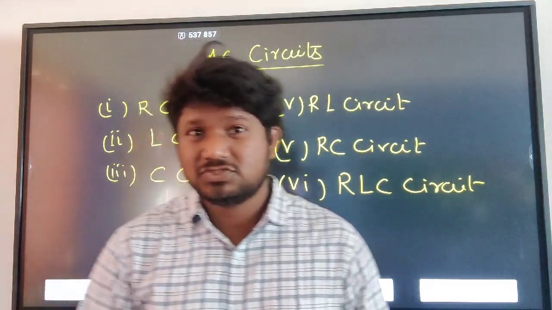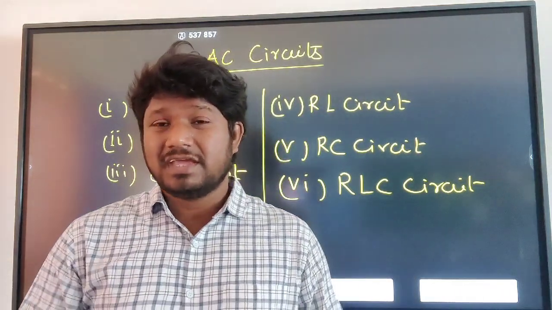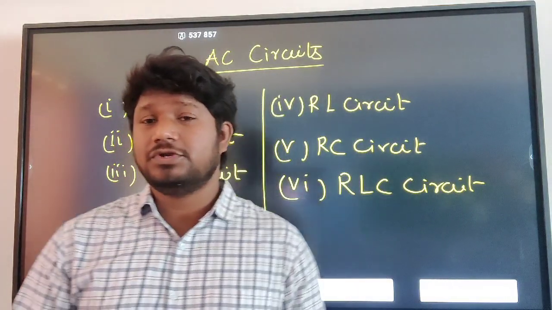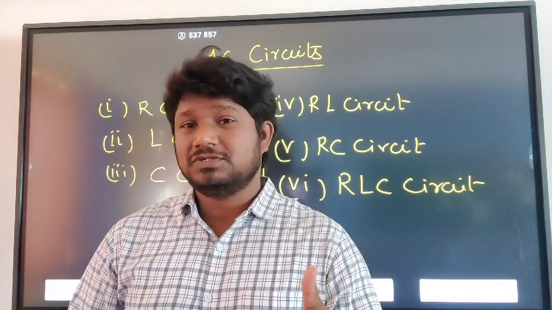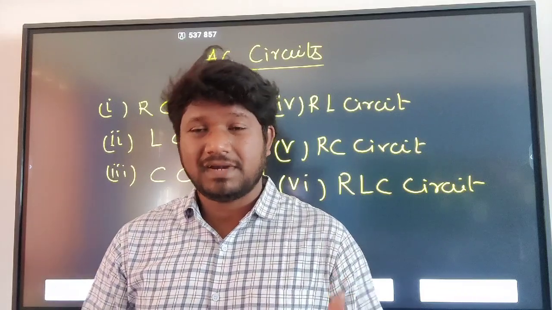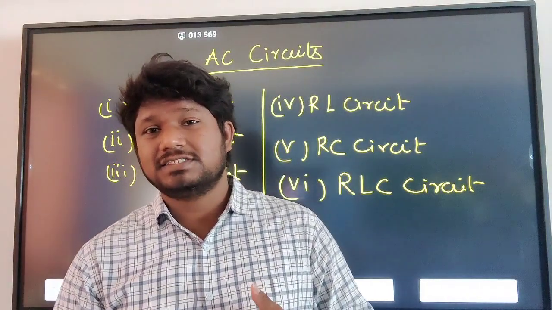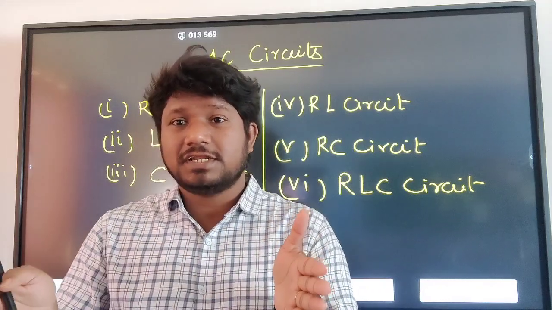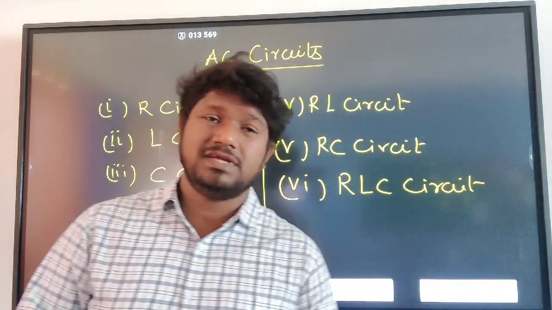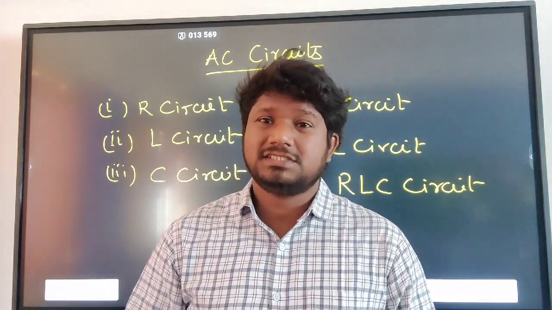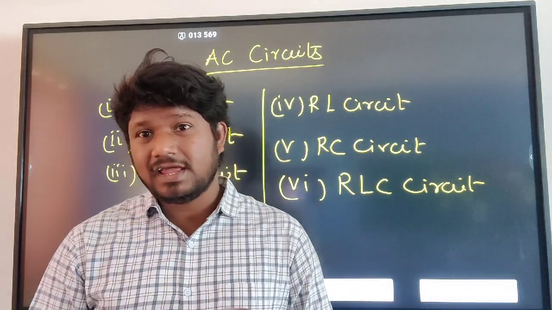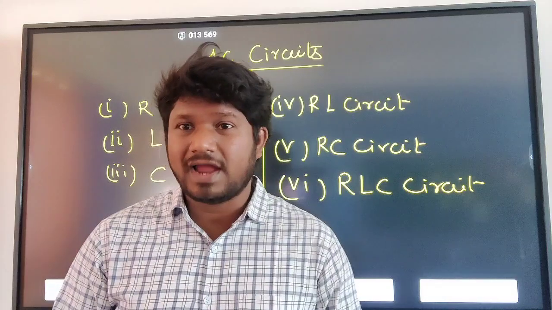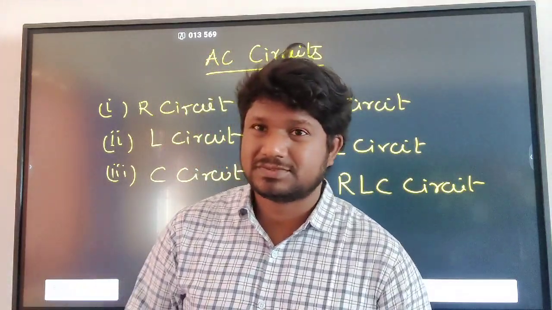Hello everyone. Today we are going to talk about AC circuits. In these AC circuits, mainly today we are going to discuss the R circuit, the C circuit, nothing but the capacitance circuit, the inductance circuit, then resistor combined with inductance circuit, resistance combined with capacitance circuit, and resistance combined with inductor and capacitor circuit. This combination we are going to analyze with AC circuits.